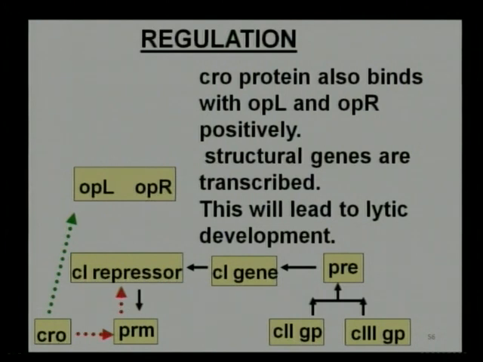So this covers the point of lysogeny and then the lysis, and we can see here how C1 repressor, when it is absent, has no negative effect on the operator promoter left and right, and when CRO is present, there is a positive effect on the operators, and thus the lytic development begins.